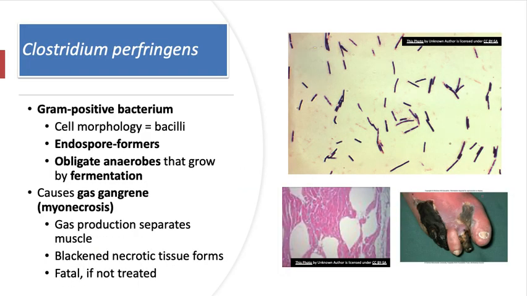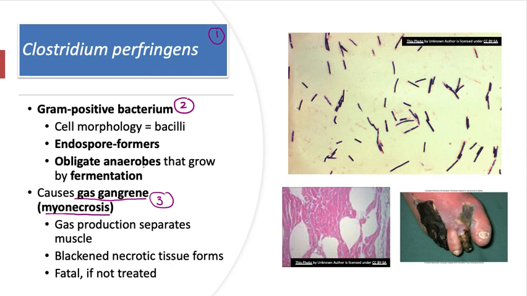Okay, pathogen number 2 on our list is Clostridium perfringens. So that is the name of the pathogen. That's item number 1. It is gram-positive. That's item number 2. And it causes gas gangrene or myonecrosis. So that would be item number 3.